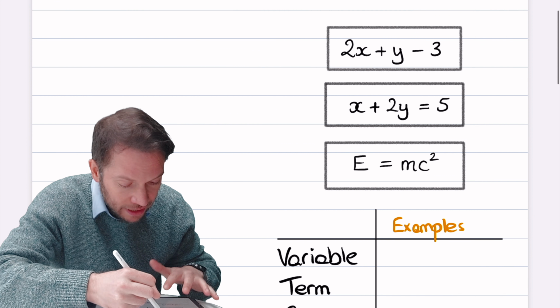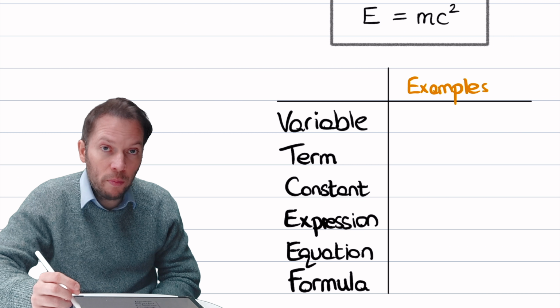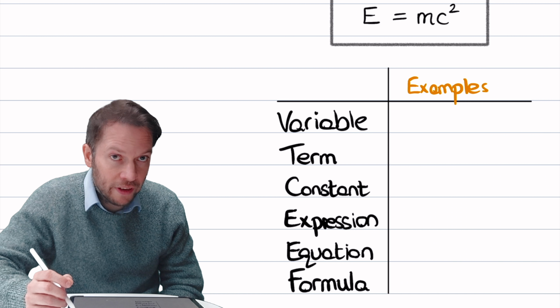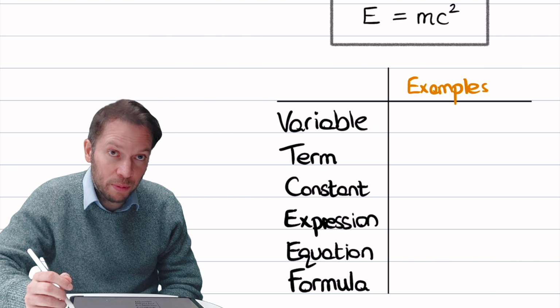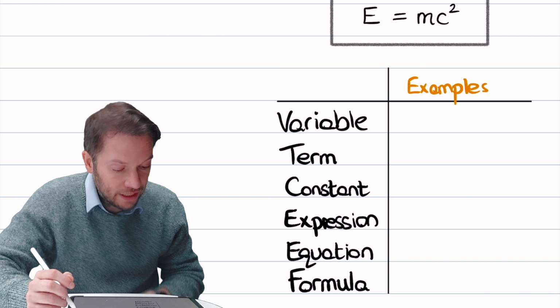Now, let's look at these terms here. We've got variable, we've got term, we've got constant, we've got expression, we've got equation, we've got formula. So this is really important vocabulary to do with algebra, and we'll explore each of these words in turn. So let's start with variable.